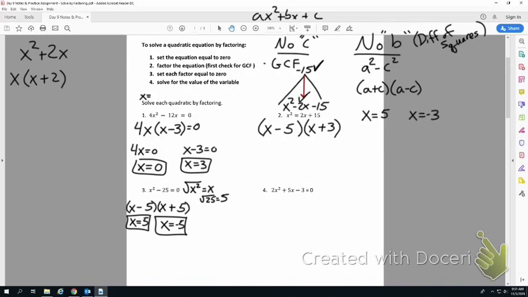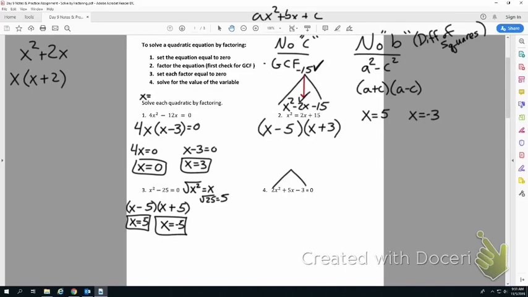Looking down at 4. 4 is a little bit different. Okay, I've got my A, B, and C. There is no greatest common factor. So I go straight to doing the triangle thing. So my A times my C value is going to be what? Negative 6x squared? No. My A times my C is going to be what? Just negative 6.